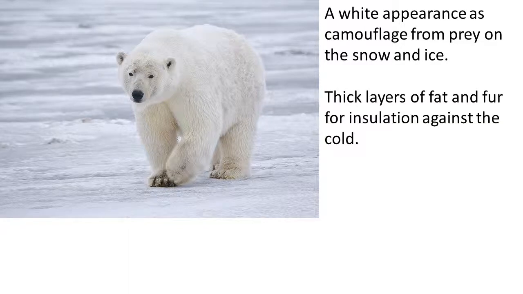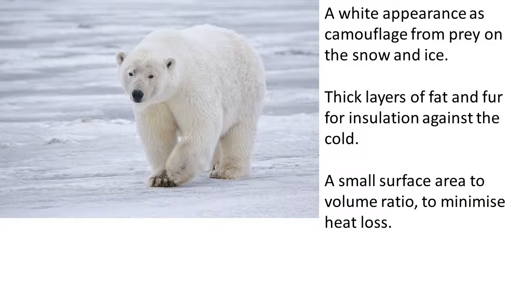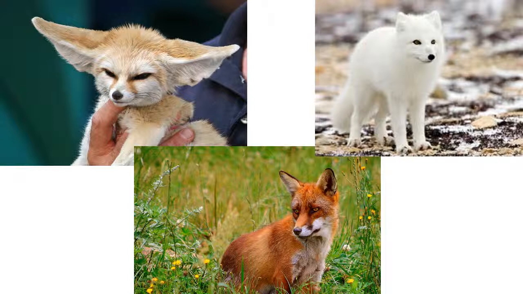A small surface area. Now, all animals lose heat through their surface. We lose heat through our skin. So if you've got a lot of surface compared to your volume, a lot of skin, if you like, compared to your insides, you're going to lose heat quickly. So a polar bear has a small surface area to volume ratio. Creatures in hot conditions often have large ears to increase the surface area, and this helps them to lose heat.